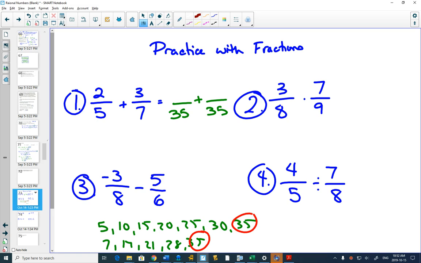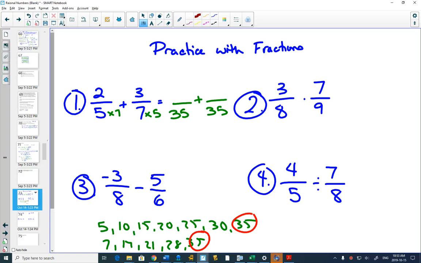Yes? And yet one of the things with two numbers that will always work, it's not always the lowest one, but will always work, is Justin saying, I could just take 5 and multiply it by 7, and 7 and multiply it by 5. Sometimes that won't give you the lowest common multiple, but it will always give you a common multiple, and it will always give you a common denominator.